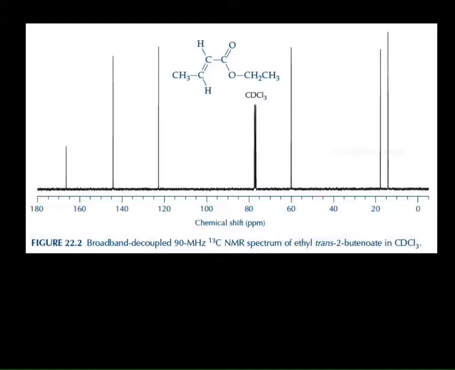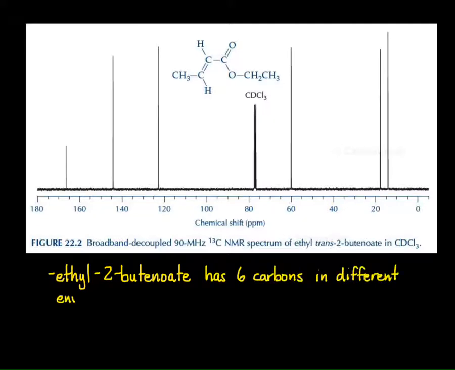So if you look at this spectrum, what I want you to take home from it is that this is ethyl 2-butanoate. And if you look at the structure of ethyl 2-butanoate, you see that it has 6 different unique carbons in that structure, right? So we can label them 1, 2, 3, 4, 5, 6 and see that each one of these carbons is unique electronically.